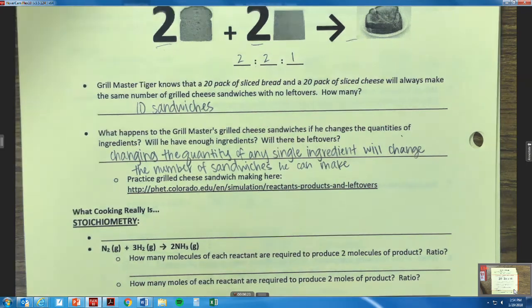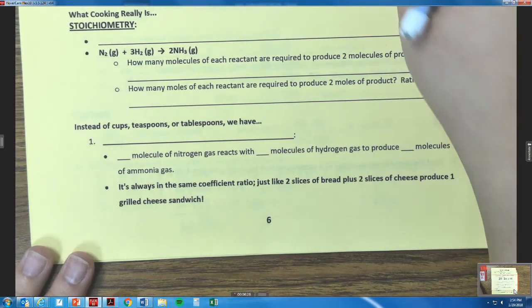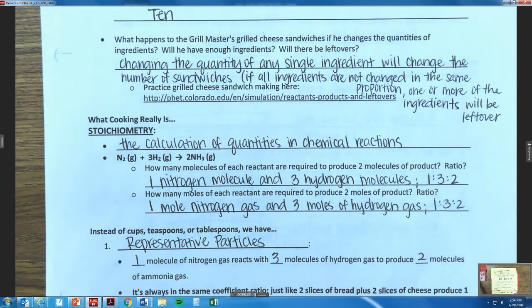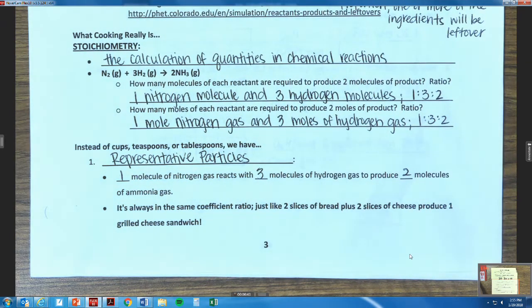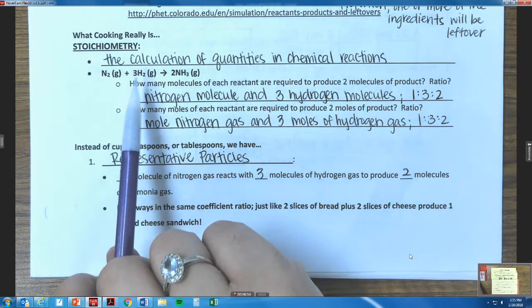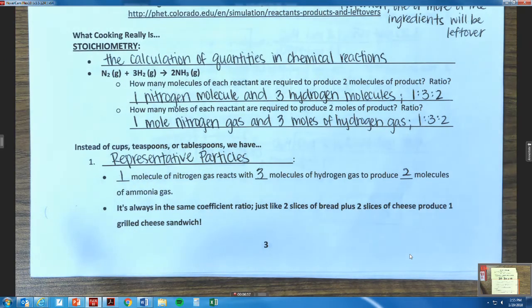So what cooking really is, is stoichiometry. I'm going to move over to my keynotes so I'm not writing so much. You can pause the video if I'm going too fast and you need to catch up on notes. If you know a really good cook, they're probably really good at stoichiometry. Stoichiometry is the calculation of quantities in chemical reactions. We're trying to figure out if I have a certain amount of a chemical, is it going to be enough to produce how much I need of a product?